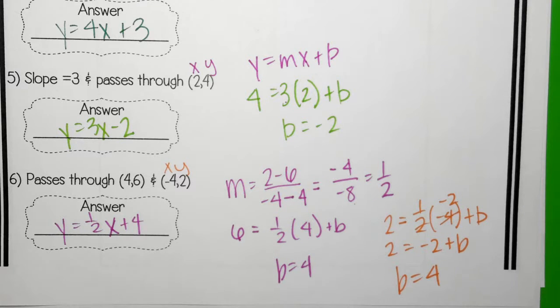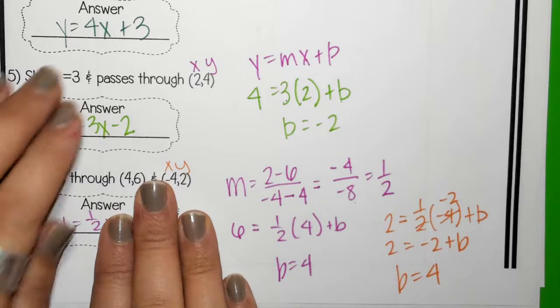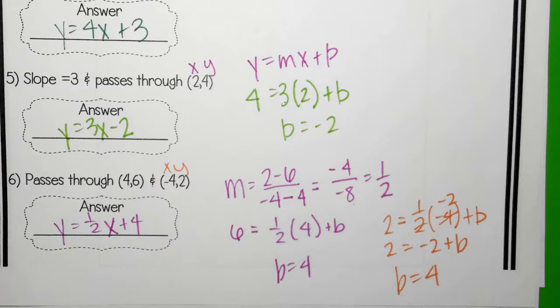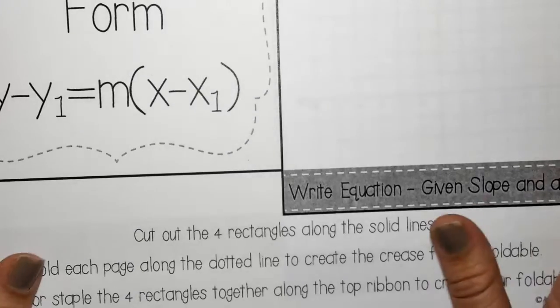So the reason that we're practicing this and using the points and the slope like this is because today what we're going to talk about is point-slope form. So we've done slope-intercept where we have the slope and we have the y-intercept. Today we're going to do point-slope form. What do you think we're going to use to do point-slope form? It's magic.